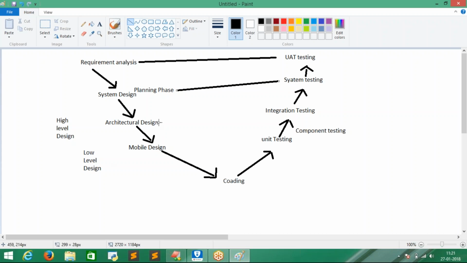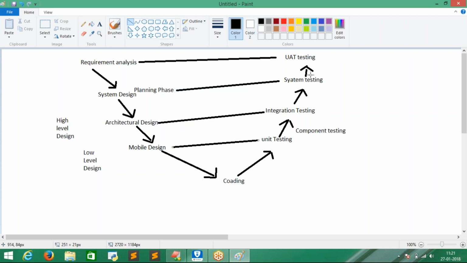Then we have architectural design. For architectural design, we have integration testing. We have module design or low level design. We have unit testing. So this is what it means: for every development phase, be it the requirement phase, system design, architectural design, or module design, there will be a testing phase.